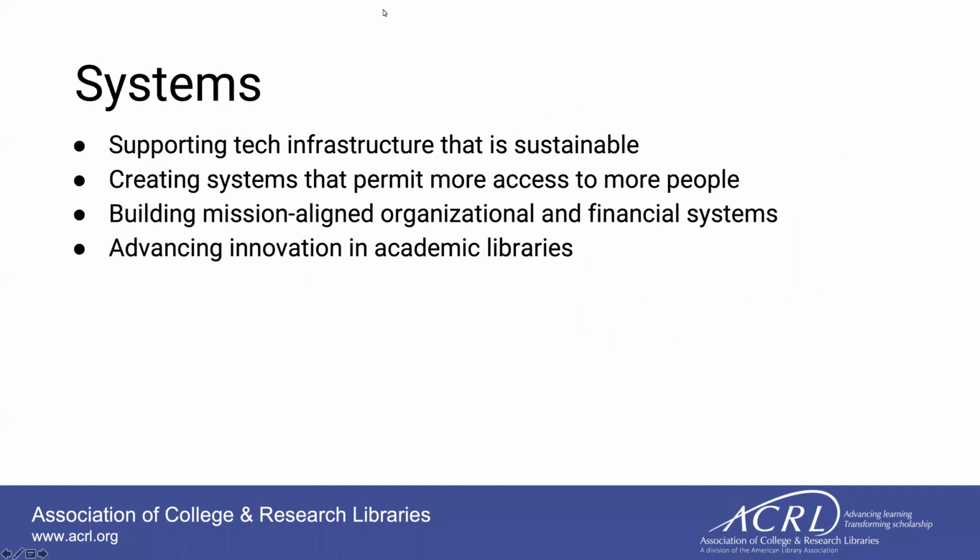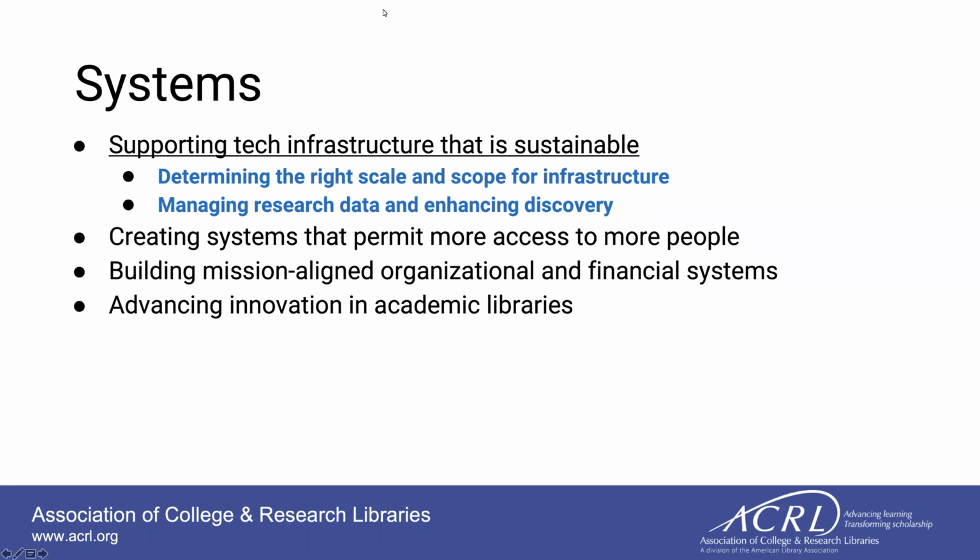So some of the sub-themes under systems: supporting tech infrastructure that is sustainable, creating systems that permit more access to more people, building mission-aligned organizational and financial systems, and advancing innovation in academic libraries. So for supporting tech infrastructure that is sustainable, we want to determine the right scale and scope for infrastructure, manage research data, and enhance discovery. Some of these are classic.